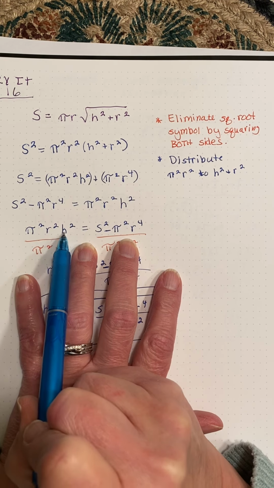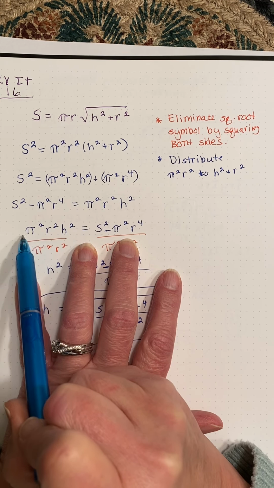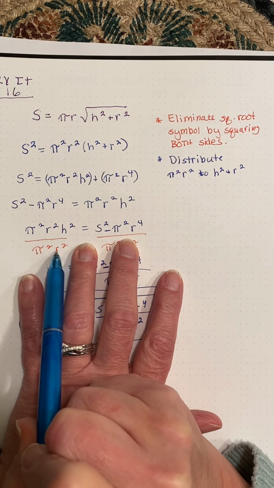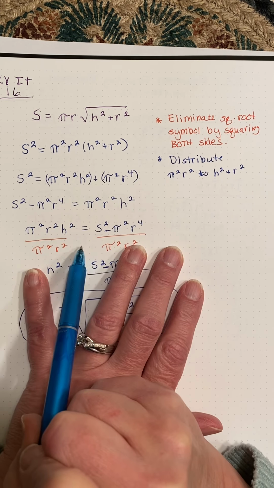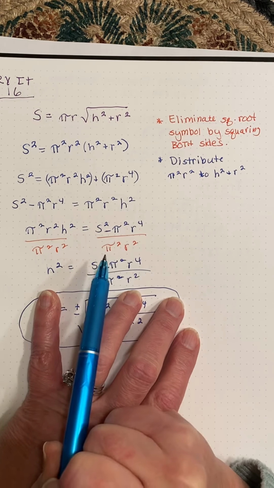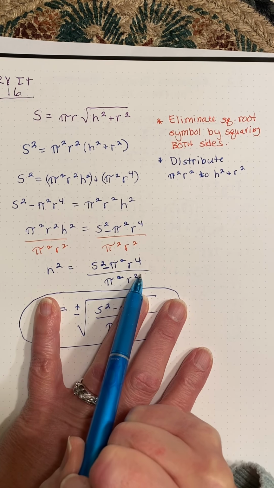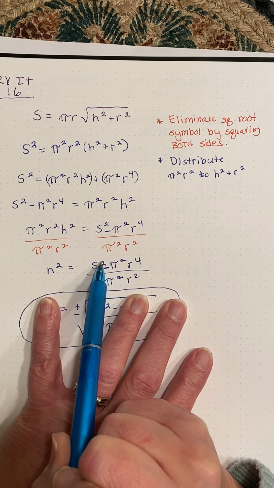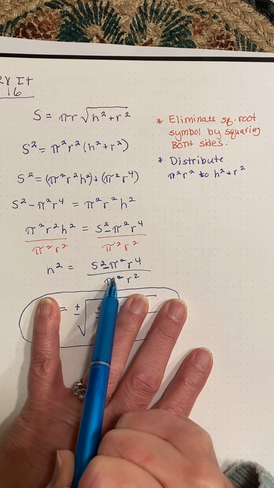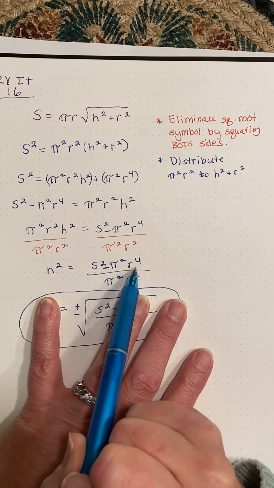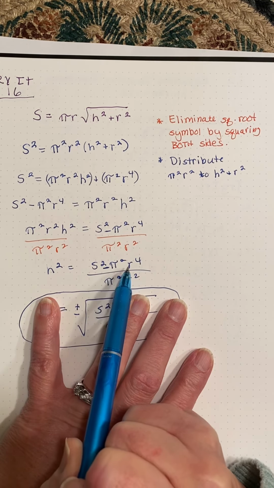Now I want H alone. So I'm going to first get rid of pi squared R squared by dividing through on both sides. So I'm left with H squared over here equals all of this over pi squared R squared. Nothing more I can do here, because S squared minus this unit is a little bit different than just having this unit. It's very close, but they're different.